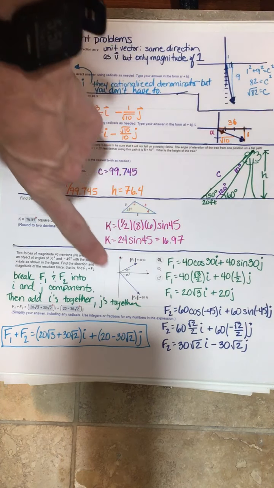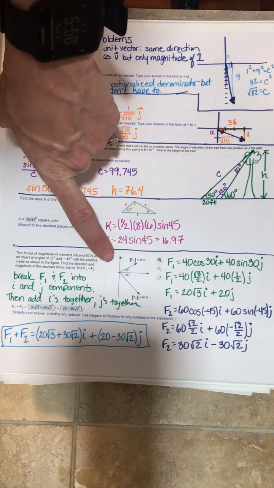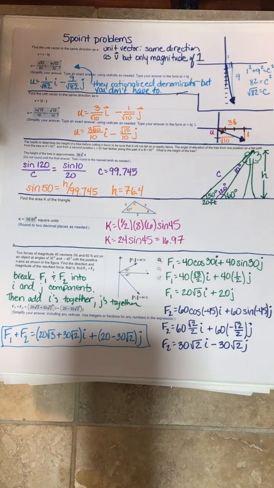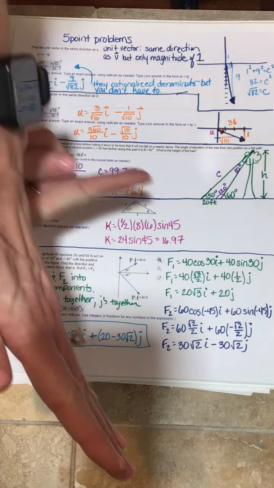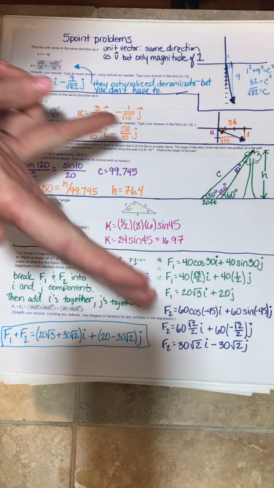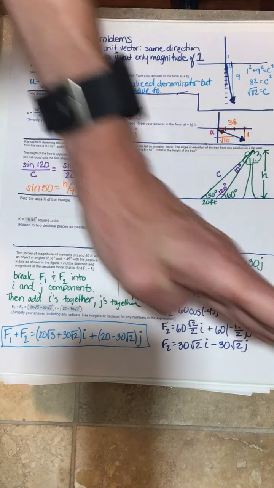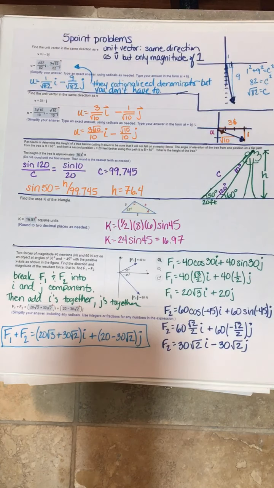So F2, though, notice it's acting in this direction. So think about it. If you have something pulling with 60 newtons in this direction and 40 newtons in this direction, your object is going to go probably in the middle somewhere, right? So that's all you're doing. You're trying to find out where it's really going.